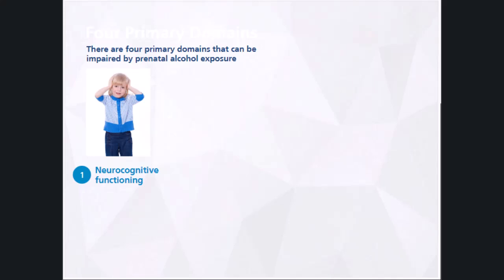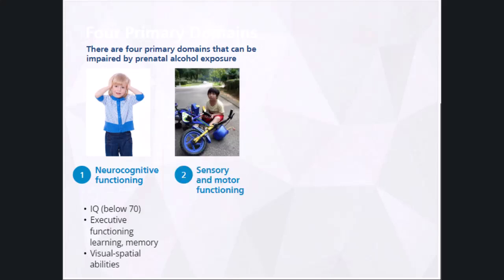Neurocognitive functioning, impairment in one or more of the following: IQ below 70, executive functioning, learning, memory, or visual spatial abilities. A child with FASD has trouble with remembering, understanding, and following directions. Sensory and motor functioning, deficits in sensory processing, delays in gross and fine motor development, problems with coordination and balance.